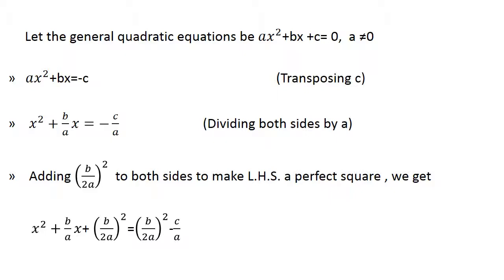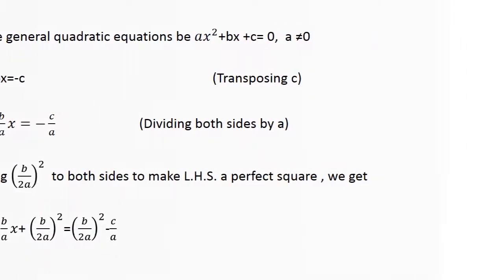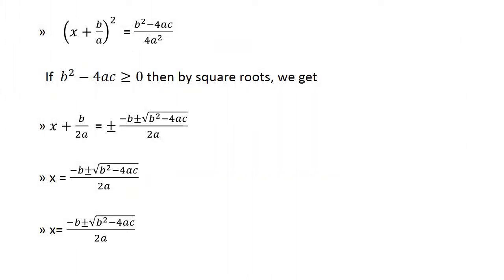we get x squared plus b divided by a into x plus b divided by 2a the whole squared is equal to b divided by 2a the whole squared minus c by a. Therefore, x plus b divided by 2a the whole squared is equal to b squared minus 4 into a into c, divided by 4 into a squared.